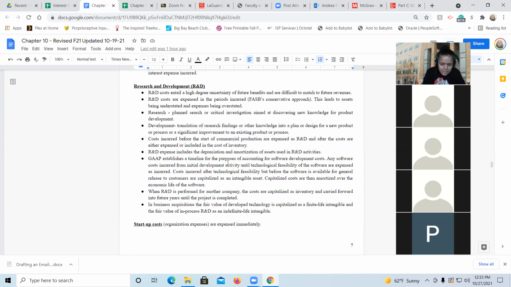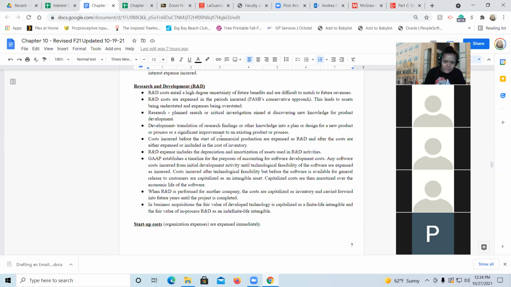The last part of the chapter is just about research and development. I'll go through some of these bullets, but the biggest takeaway is that for the most part, research and development is treated as an expense under US GAAP, okay? Under international accounting standards, research is treated as an expense up to a certain point, and then when it becomes technologically feasible, the rest of the development costs are actually capitalized, and that comes up in your book.